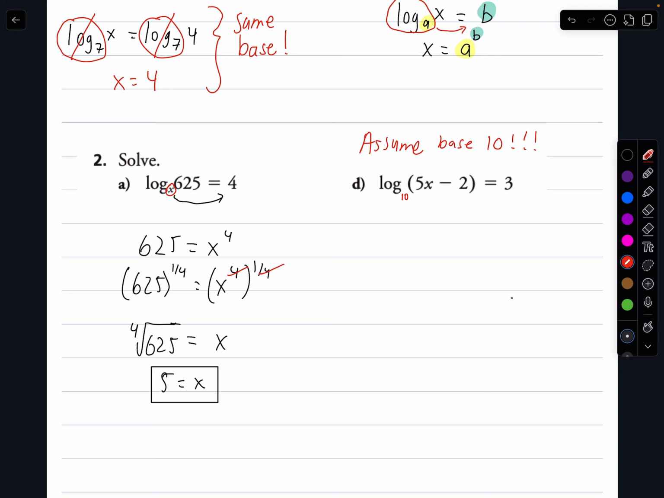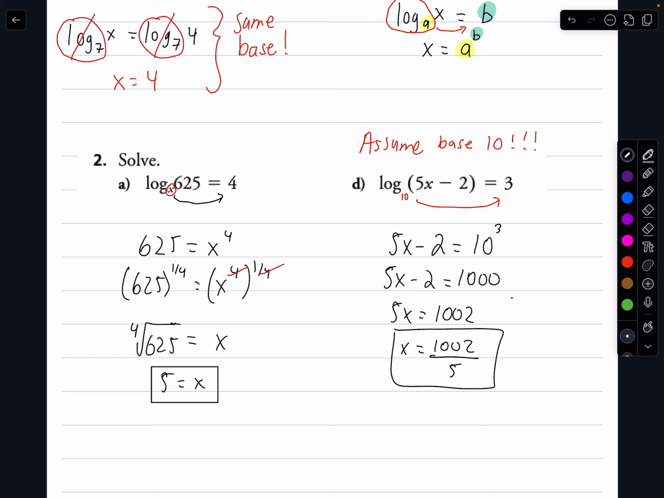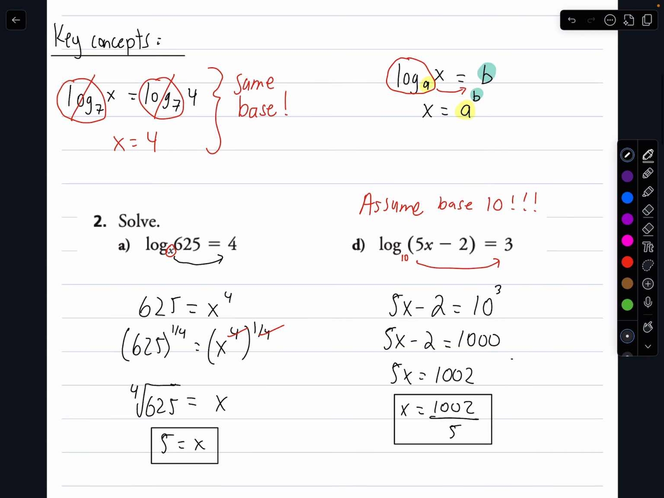So I'm going to bring this 10 over to the other side and solve. I'll have 5x minus 2 is equal to 10, and then the 3 gets bumped up to the exponent, so it becomes 10 cubed. So you have 5x minus 2 equals 1,000. 5x equals 1,002. x is equal to 1,002 divided by 5. And there you have it. That's your answer. So very simple concept, guys. Same base, and when you bring it over, the logarithmic starts to change into an exponential.